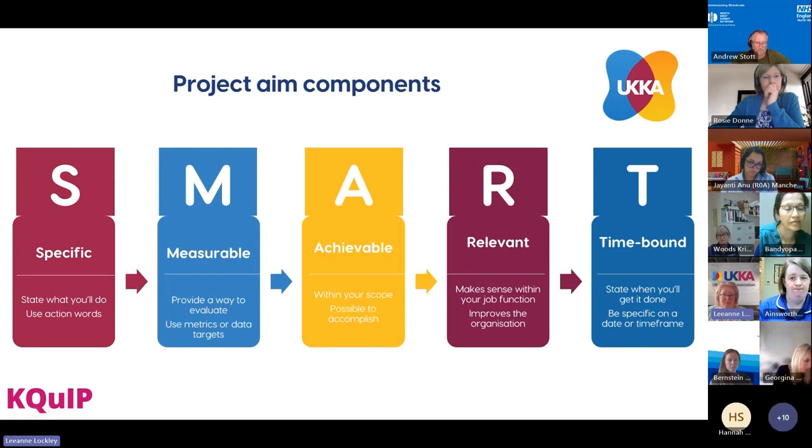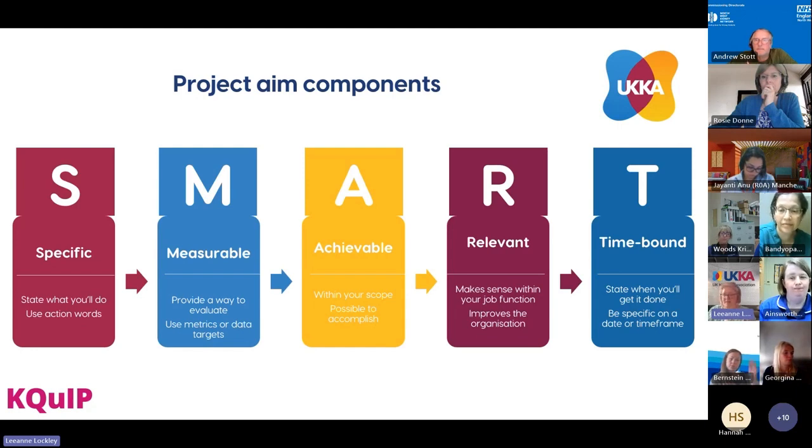Measurable, which we've already spoke about. So put in some metrics, some data. It's important to really think about how you're going to measure your project. Is it going to be in numbers, or is it percentages? Where are you starting from? Where do you want to go to? Is it achievable? So make sure that your project's realistic, and you convey that in your aim statement. It's relevant to your organisation, but also your department as well. And it's time bound. So make sure that the time frame is realistic.